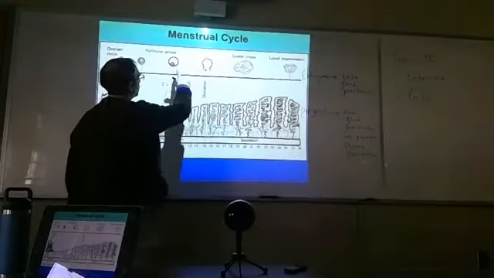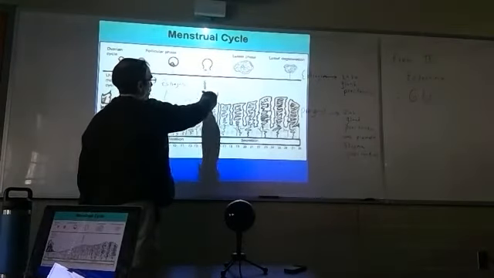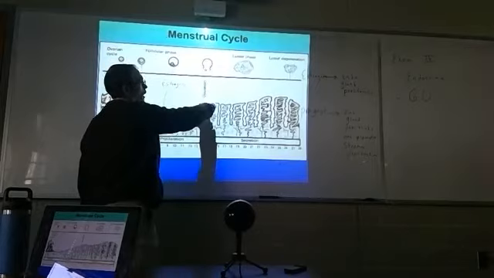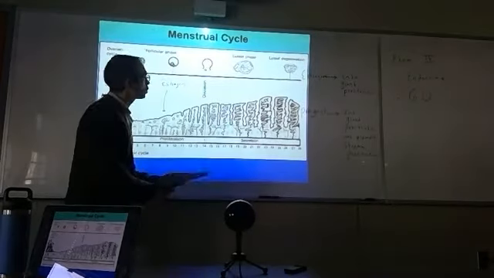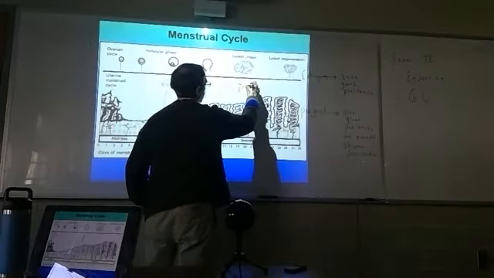About mid-cycle in the ovary, you have ovulation. These follicles are going to ovulate. This ovulated follicle, this ruptured follicle, eventually is going to change into a corpus luteum. And this corpus luteum will start elaborating progesterone.